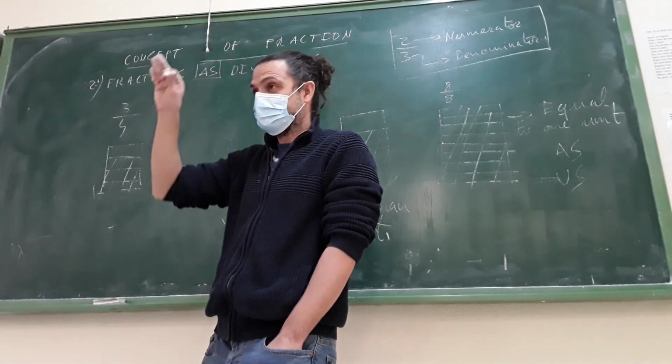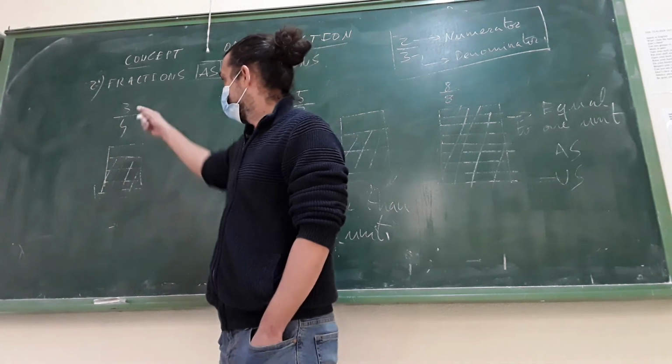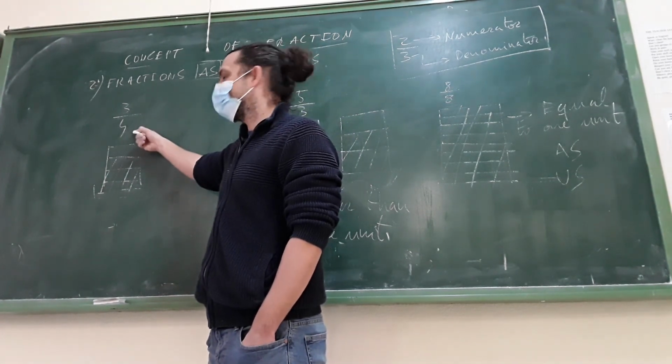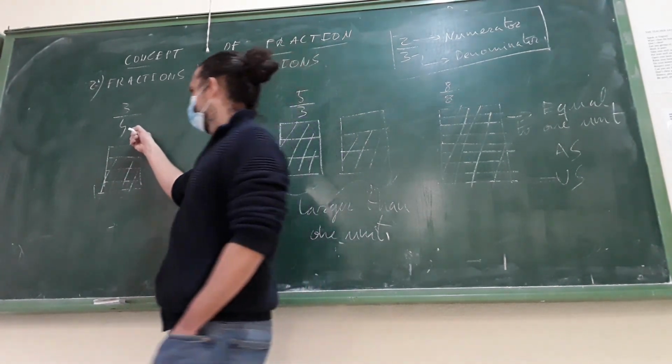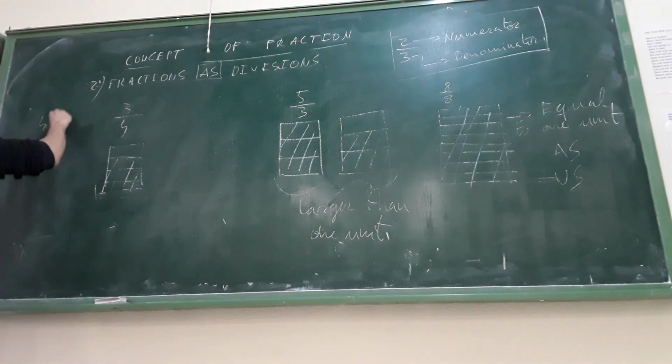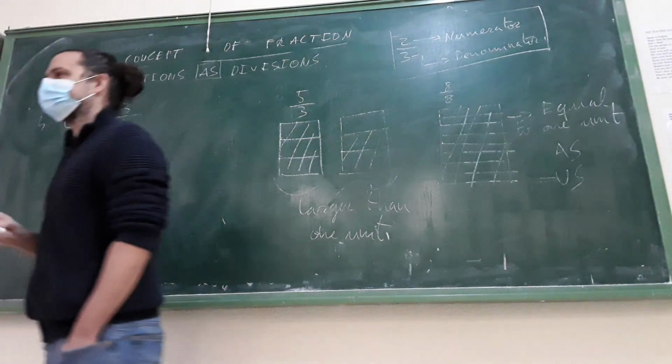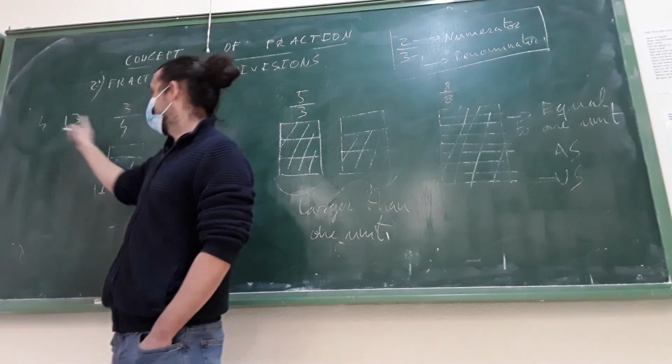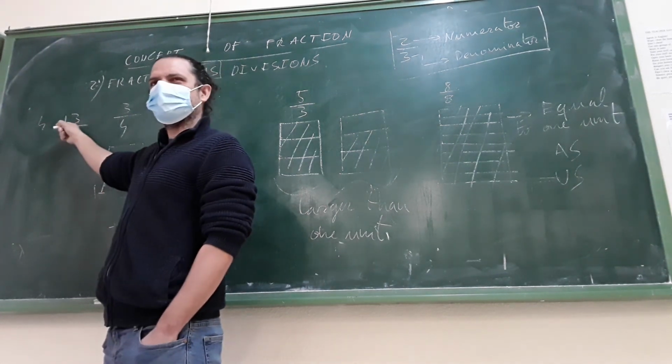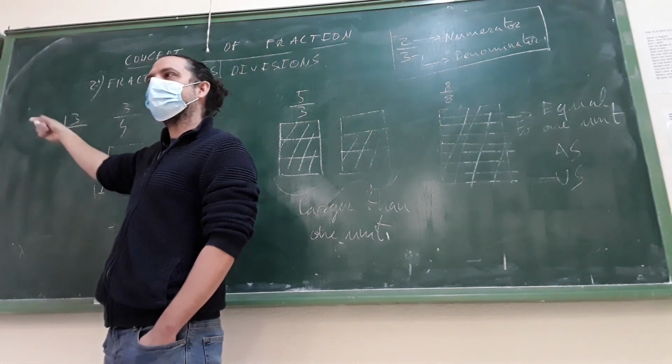In other words, Manar, the dividend is 4, so the division is this one. Manar, this is what you are saying. This is the dividend and this is the divisor. Is this right? No, it's the other way.